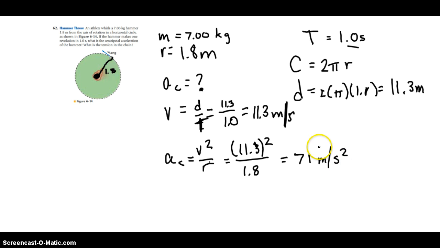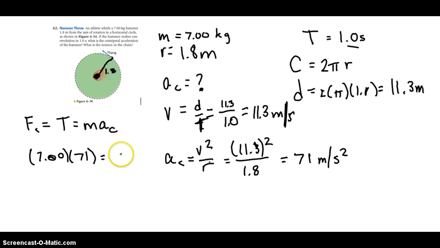Now we want to know the tension in the chain. Remember, the tension is acting as our centripetal force here, keeping it in the circle. And centripetal force is simply given as mass times your centripetal acceleration. So that tension is going to be mass, which is 7 times centripetal acceleration we just found as 71, and we're going to get 497 with sig figs. That would look like it'd be 500 newtons.